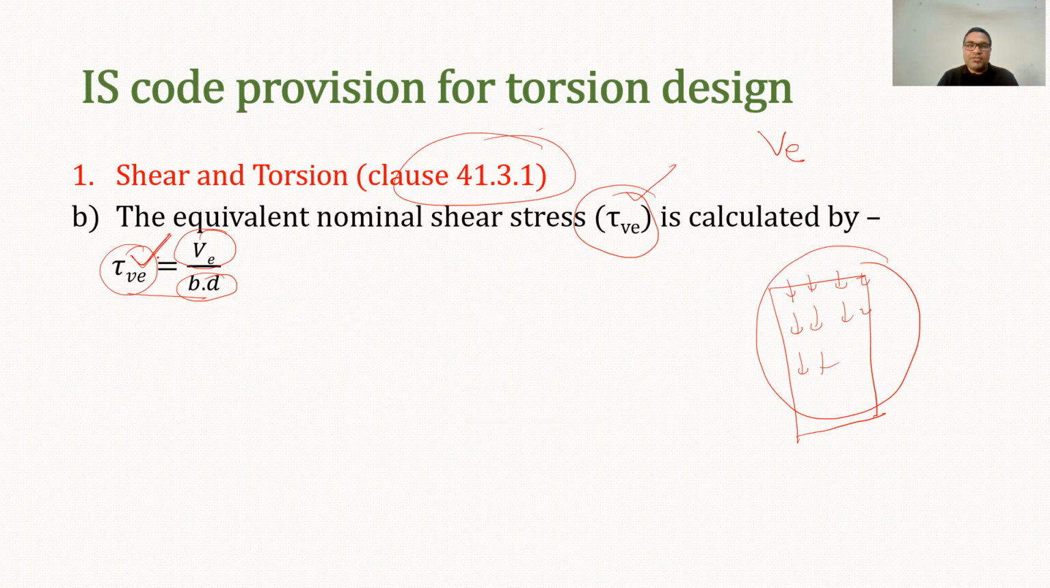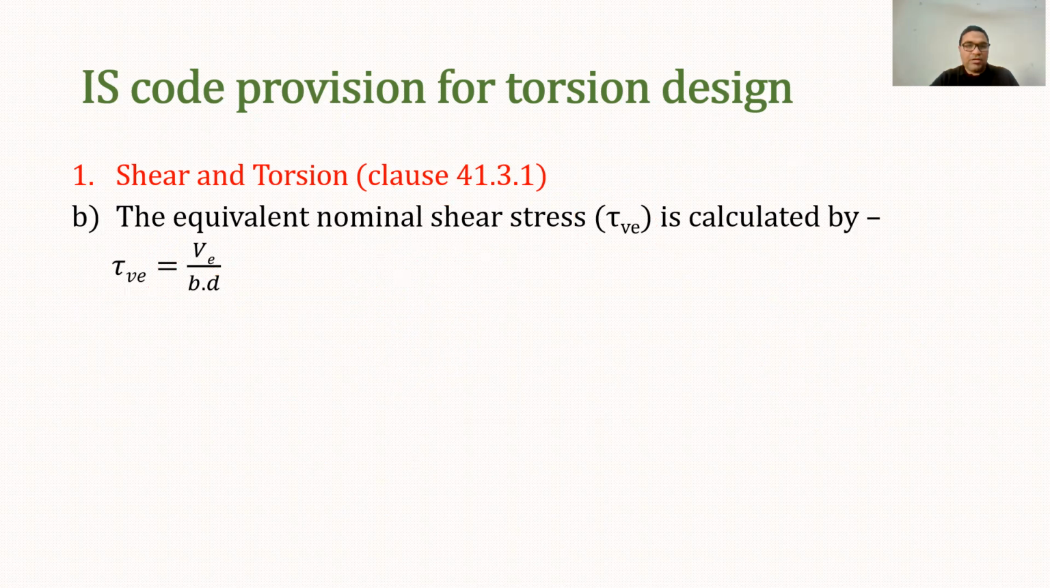For design purposes, we compare this tau VE value with the shear strength of the beam. The shear strength of the beam is basically of two types. One is tau C max, which is the maximum shear strength of concrete. And the second one is tau C, which is the permissible shear strength of the concrete. So we will compare tau VE with these two values and find out the meaning, whether it is more than this value or less than this value. How do we interpret this, that we will see now.